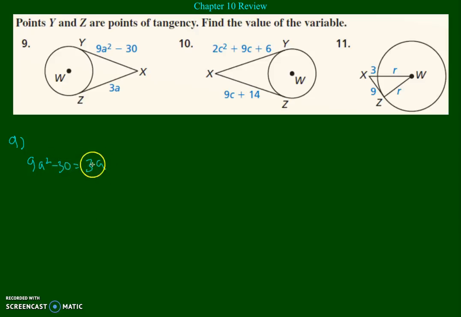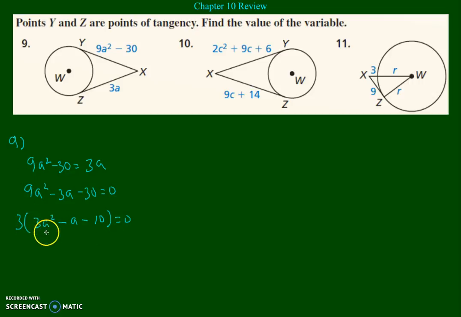This is a quadratic equation, so we're going to move everything to one side of the equal sign and set this equal to 0. So we have 9a squared, we're going to subtract 3a, minus 3a minus 30 equals 0. Now we have a common factor here of 3, so we're going to pull that out. That gives us 3 times 3a squared minus a minus 10 equals 0.